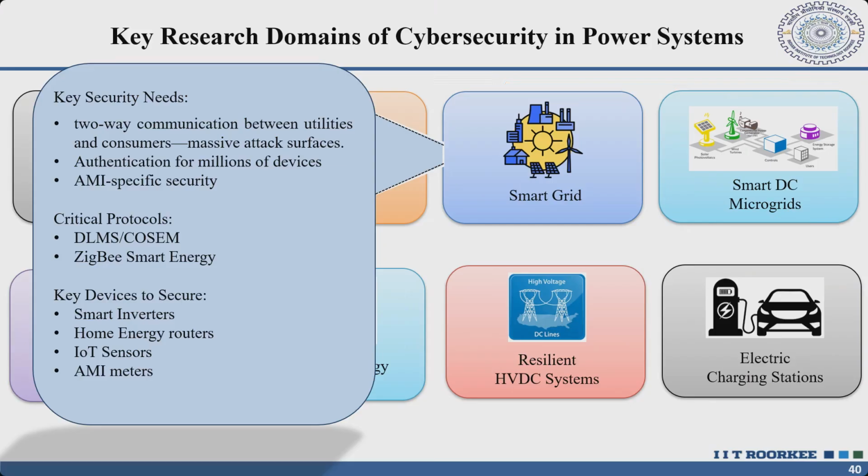And the key devices which we need to consider are the smart inverters, the home energy routers, IoT sensors, and the AMI, that is, advanced metering infrastructure based meters. So all these four devices we need to consider for resiliency purposes, because they are using these two protocols, right? Of course, some other protocols are also there that we will discuss later on.